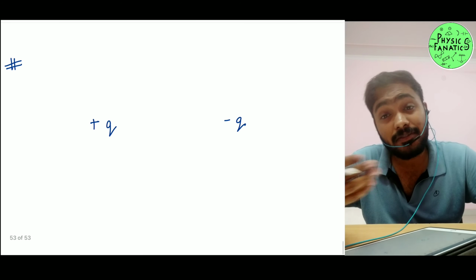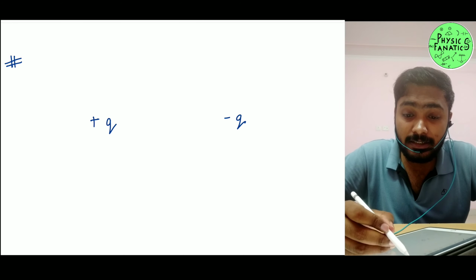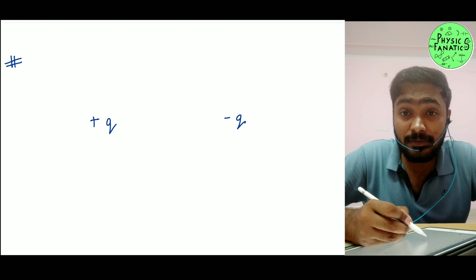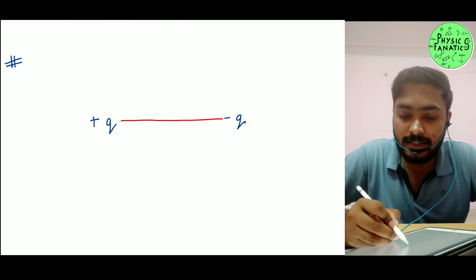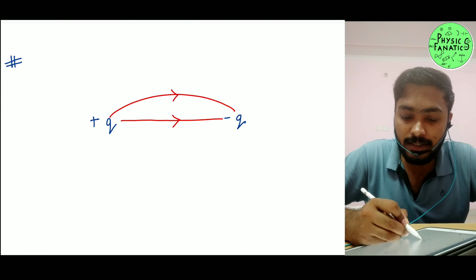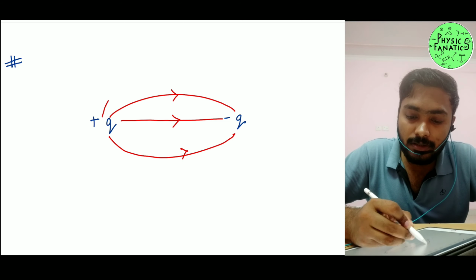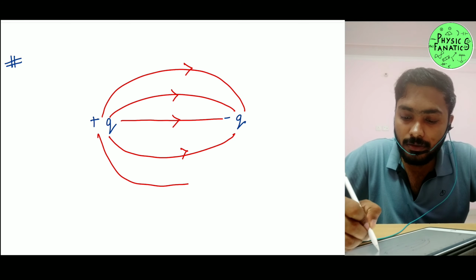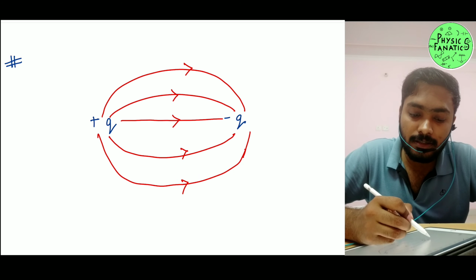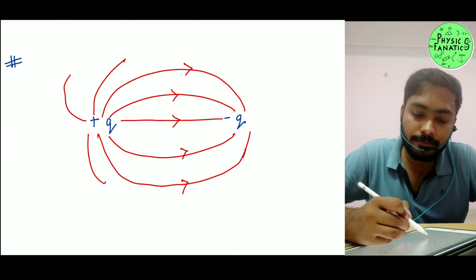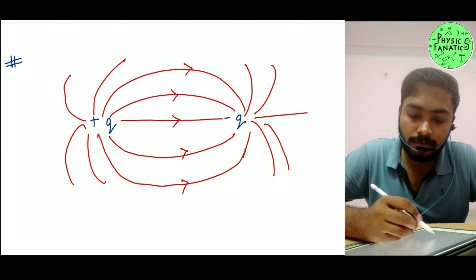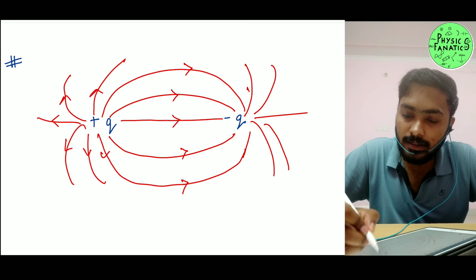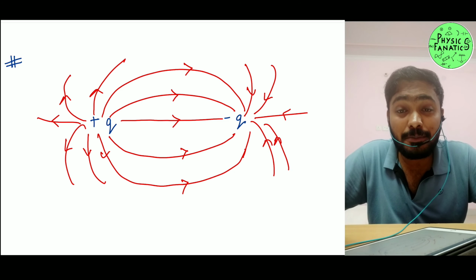Okay, what will happen if you have a positive and a negative charge? It's pretty clear, right? The electric field lines will start from plus Q and terminate at minus Q. Very clearly, these are my electric field lines. They will start from plus Q and terminate at minus Q. So electric field lines will be like this. I hope you can follow this.